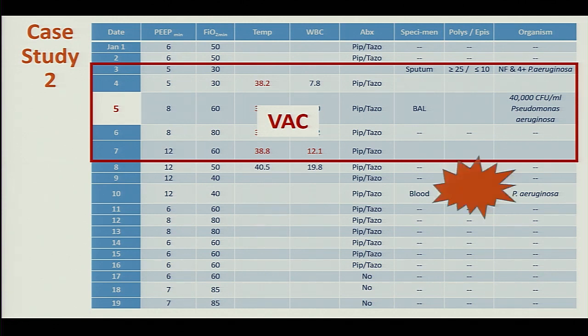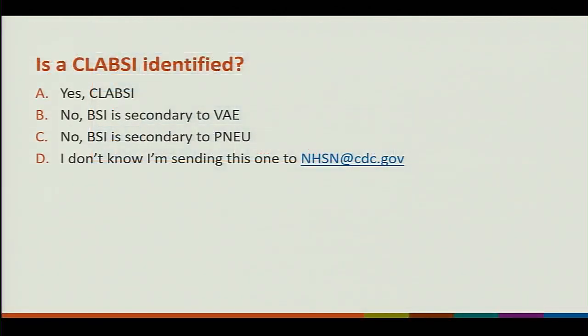We do have a blood culture, though, and you're going, oh, darn. I can't call this secondary to the VAE. So now what do I have? A CLABSI? What's going on? So what do you think? Do you have a CLABSI? Do you have a BSI that's secondary to VAE? Do you have a BSI that's secondary to pneumonia? Or are you just going to send this to us and ask us what you should report?